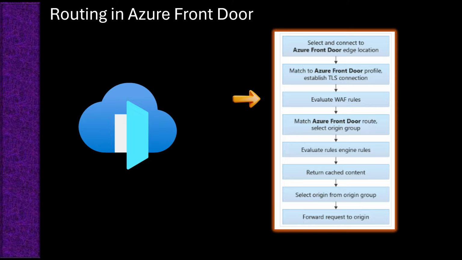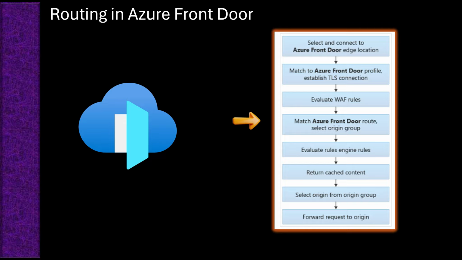Before the request is routed to the backend, if a web application firewall is enabled, Front Door evaluates the request against a set of WAF rules. These rules help filter out malicious traffic and protect against web-based attacks such as SQL injection or cross-site scripting. If the request triggers any security rules, it may be blocked or logged depending on the configuration.